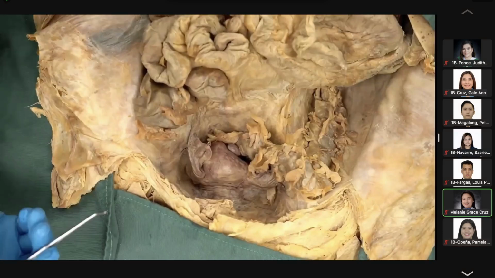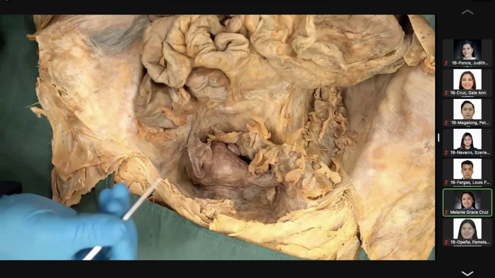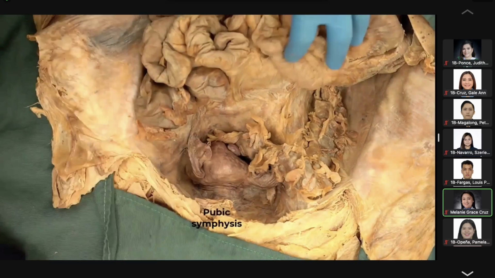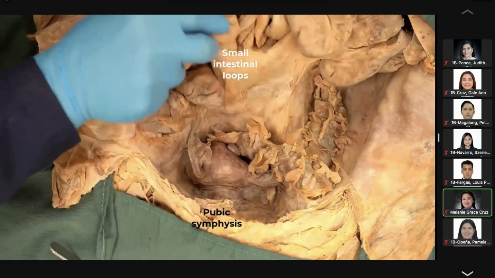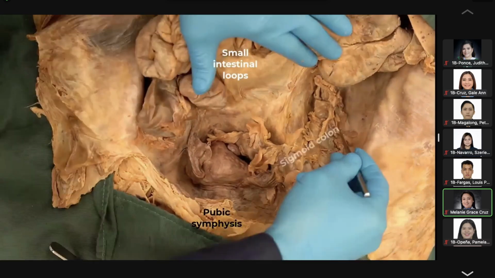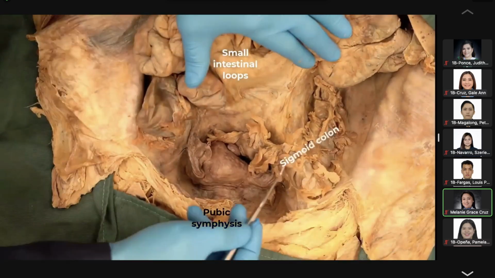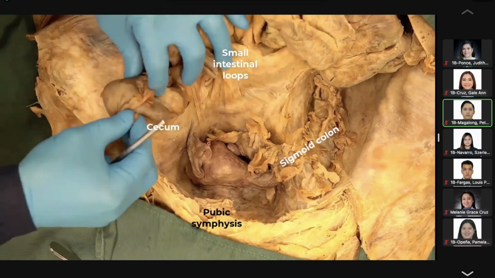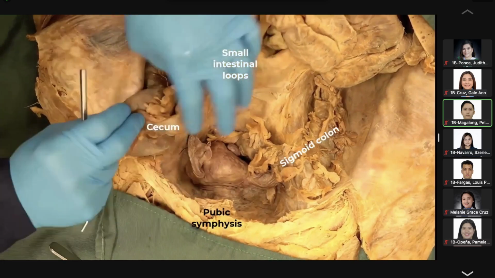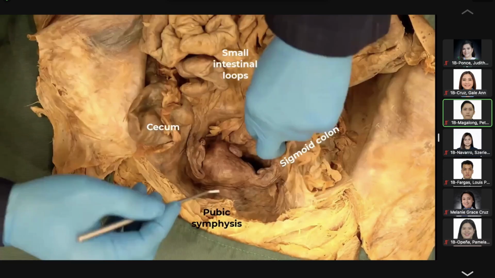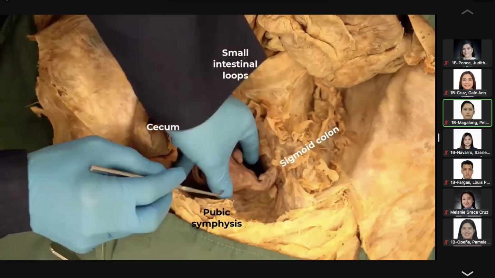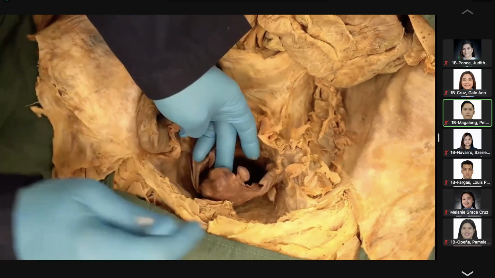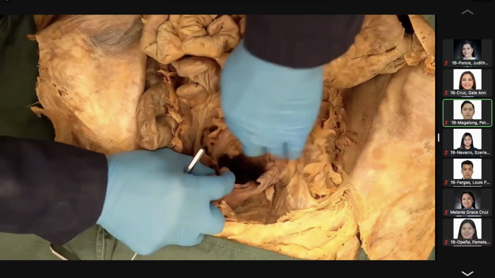In this cadaver, we want to show you the suspensory ligament of ovary. So let's orient ourselves to the area. Here's the pubic symphysis. These are the small intestinal loops. On the left hand side here we have sigmoid colon going to the pelvis. On the right hand side we have the cecum. We don't have the appendix in this person anyway. Here in the midline is the uterus, covered by peritoneum, and the bladder covered by peritoneum. And as I said, the sigmoid colon goes down.